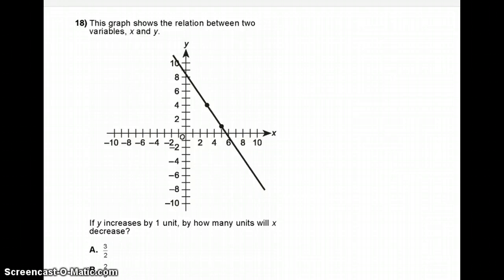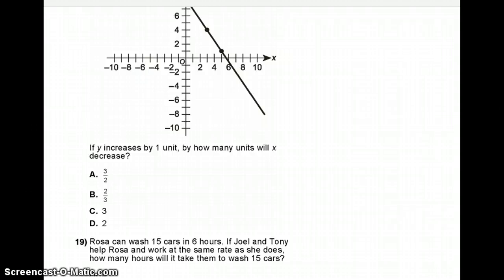Number 18. This graph shows the relationship between two variables, x and y. If y increases by 1 unit, by how many units will x decrease? A, 3/2. B, 2/3. C, 3. Or D, 2.